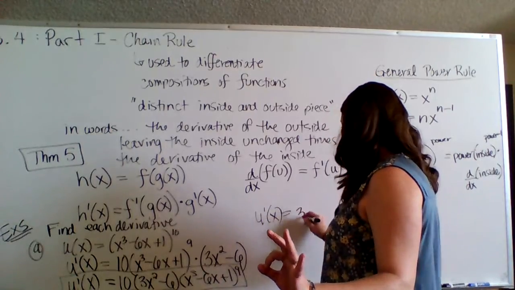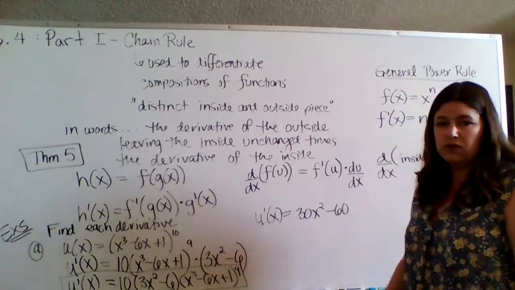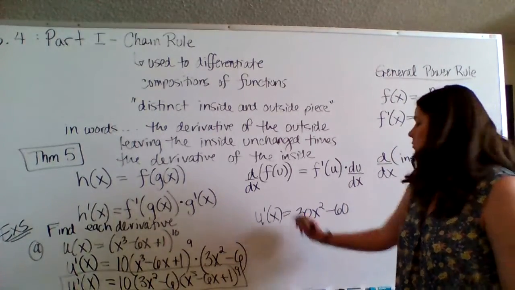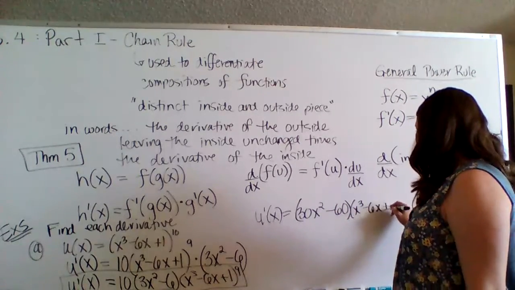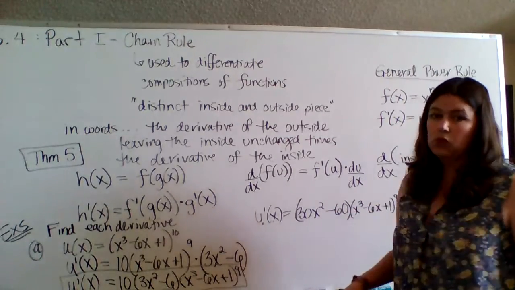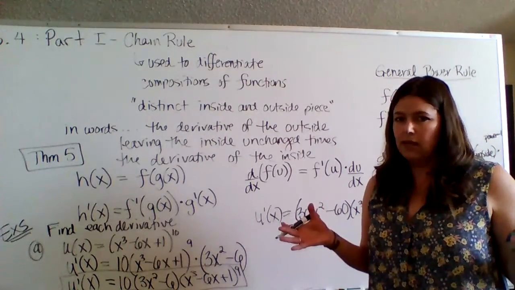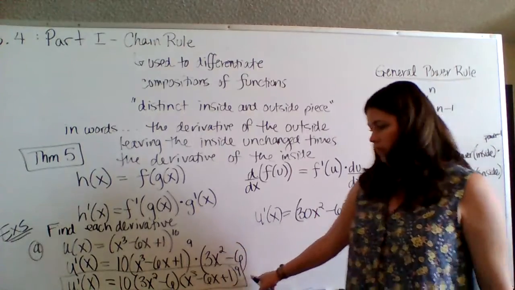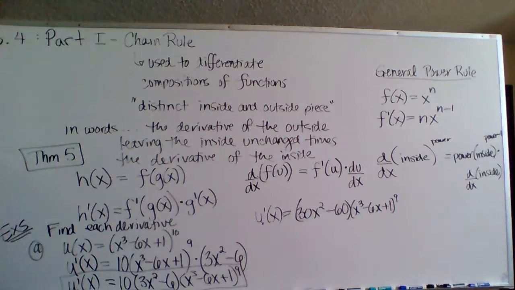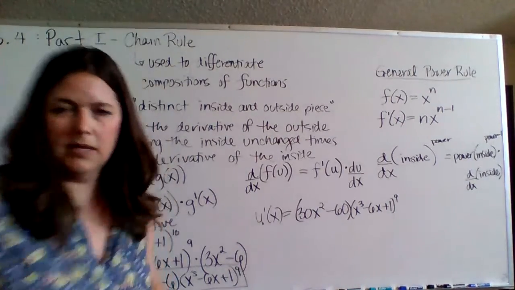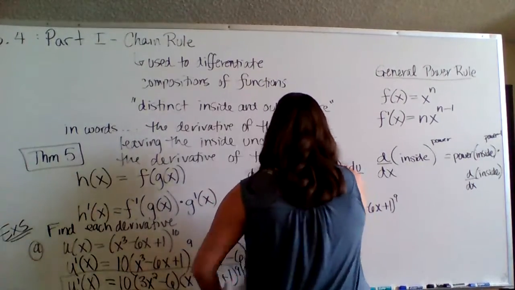And 10 times 3x squared would be 30x squared, and 10 times negative 6 would be negative 60. But if you do not have this in parentheses, now it's wrong, because it would be both of those terms times x cubed minus 6x plus 1 to the ninth. So to avoid trying to do too much multiplying and then lose it because you have bad notation, I would just leave it here. Okay? So there's your first example. I'm going to erase that version, but this would be acceptable. This one's just better.